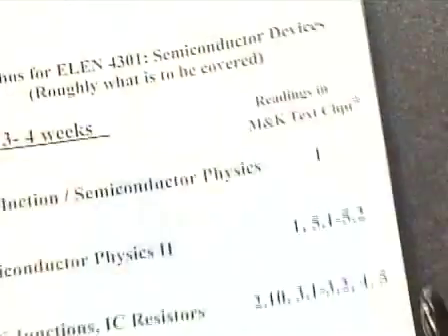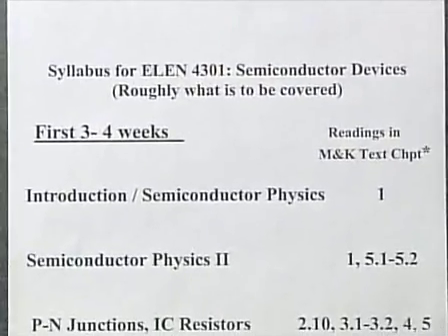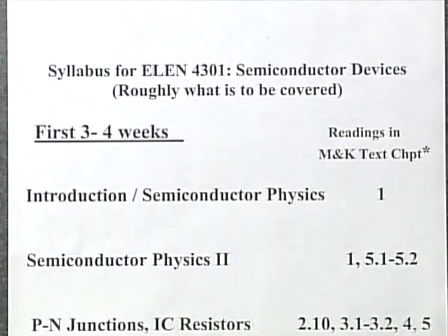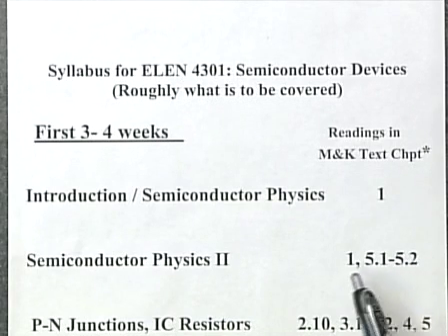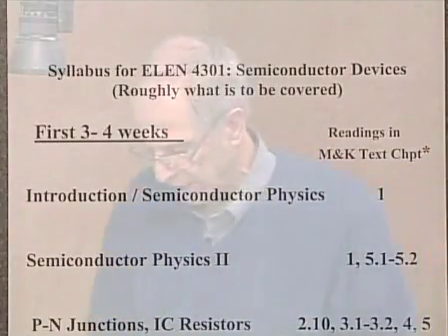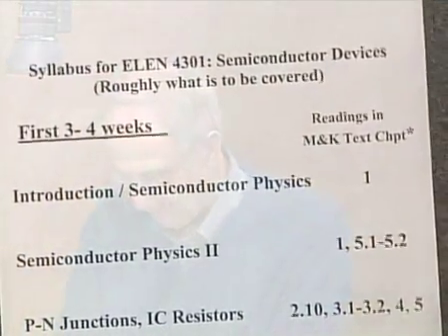What's covered in the course? So here I have a syllabus. I have several syllabuses. Here's one. So in the first 3 to 4 weeks, the readings are in chapter 1, 1.5, chapters 1, 5.1, 5.2. And I don't cover a whole chapter in every case, so we do skip around a little bit. I make that clear.